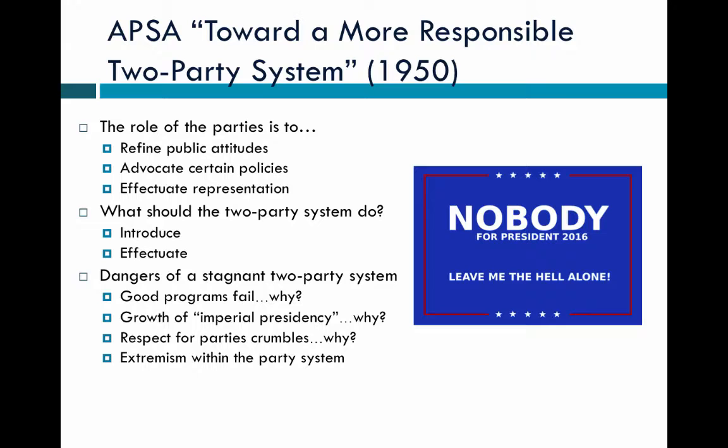So the first thing that the APSA does in 1950 is to outline the role of the parties. And they say that the parties refine public attitudes, they advocate for certain policies, and they effectuate the goals of representation. So that's what the parties are there to do. And the two-party system should do two particular things. One is that the parties must be able to introduce policy programs, so think Lyndon Johnson and his Great Society, or FDR and the New Deal.